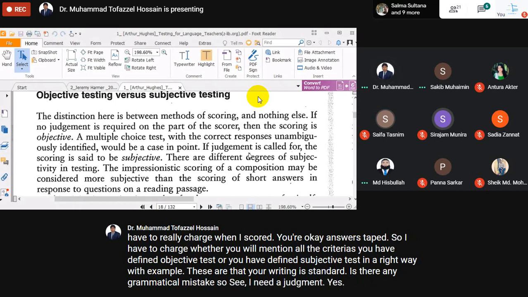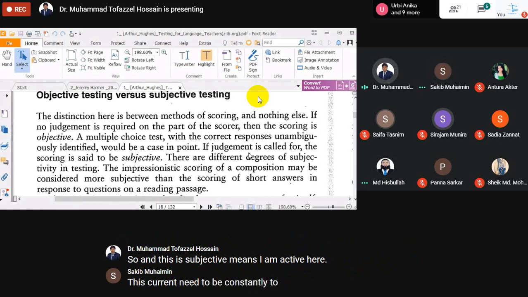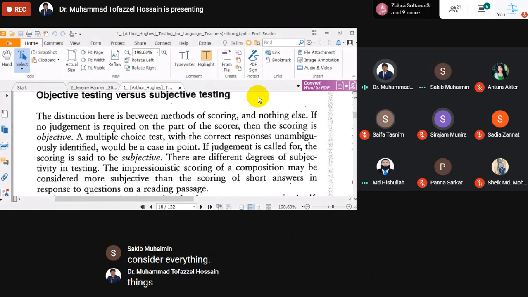Yes, sir. And this is subjective, meaning I am active here. The scorer needs to consider everything. Yeah, the scorer needs to consider a lot of things. The scorer needs judgment. তাহলে কি ভালো লিখেছে, ফুল অ্যানসার করলো নাকি হাফ অ্যানসার করলো or কোয়ার্টার অ্যানসার or 3/4 অ্যানসার?